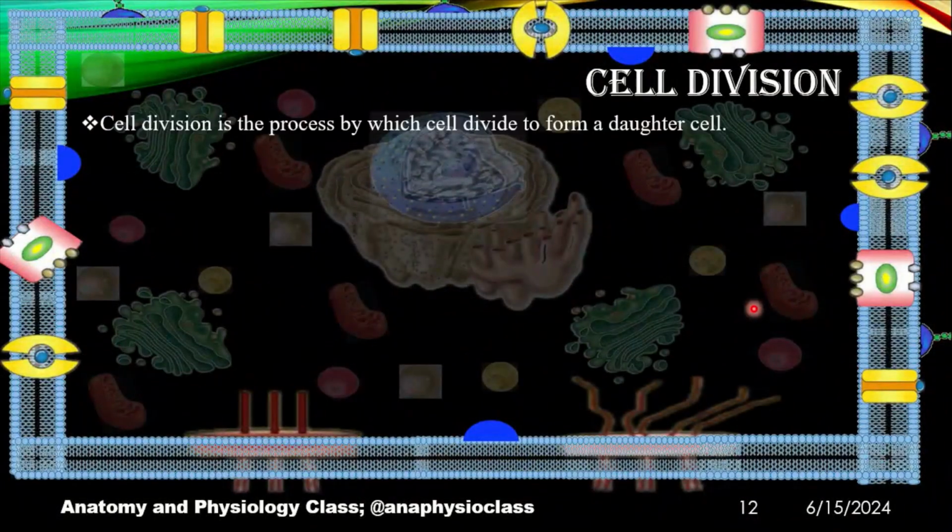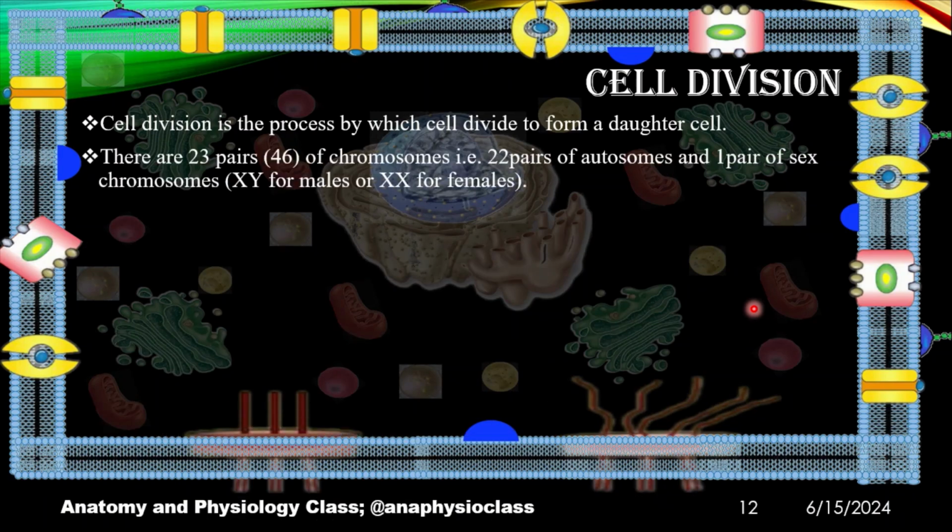And cell division. Cell division is the process by which a cell divides to form daughter cells. Remember that in humans, each cell has about 23 pairs of chromosomes, making 46. Out of those 23 pairs, 22 are autosomes, and only one pair is the sex chromosomes, where we have XY for males and XX for females.